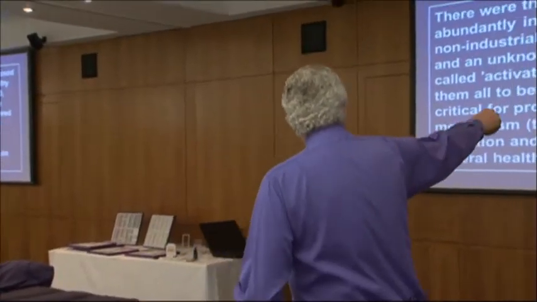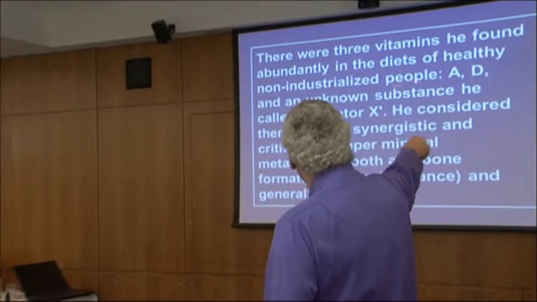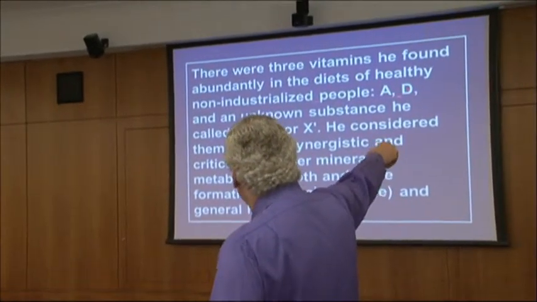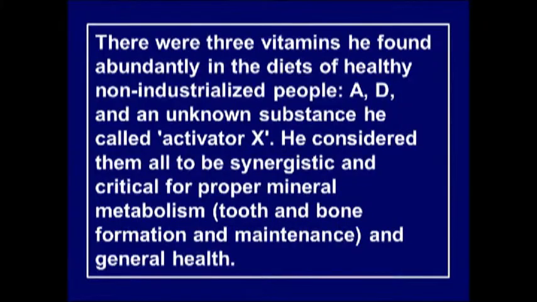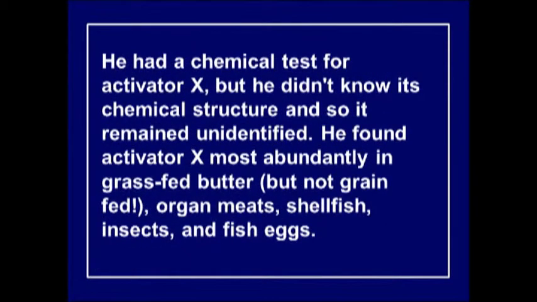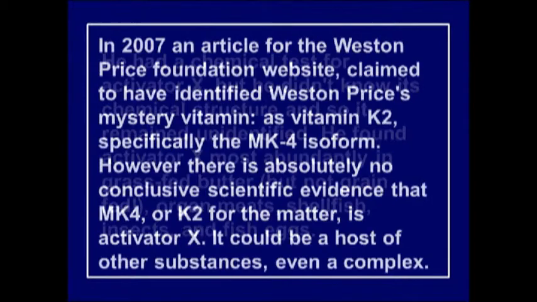activator X. And there were 3 vitamins he found abundantly in the diets of healthy, non-industrialized people, A, D, and an unknown substance he called activator X. He considered them all to be synergistic and critical for proper mineral metabolism, especially bones and teeth, and general health. He had a chemical test for activator X, but he didn't know its chemical structure, and so it remained unidentified. He found activator X most abundantly in grass-fed butter, but not grain-fed, organ meat, shellfish, insects, and fish eggs.